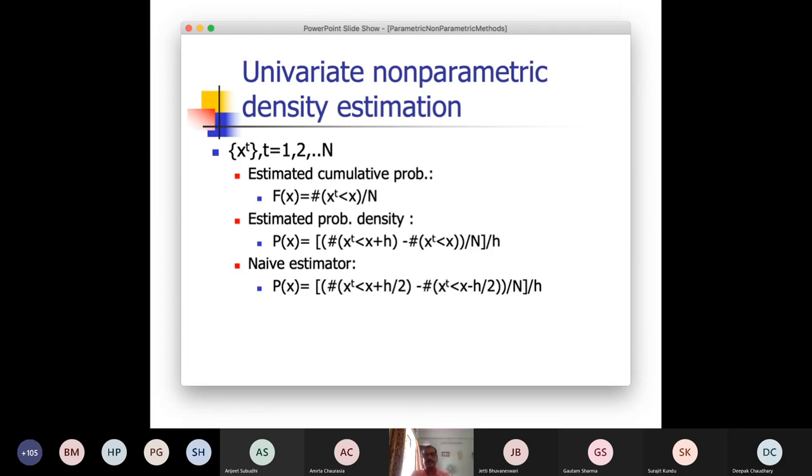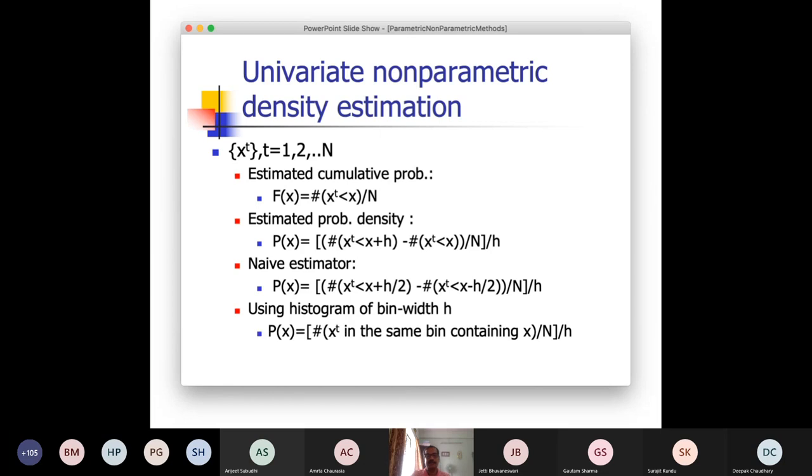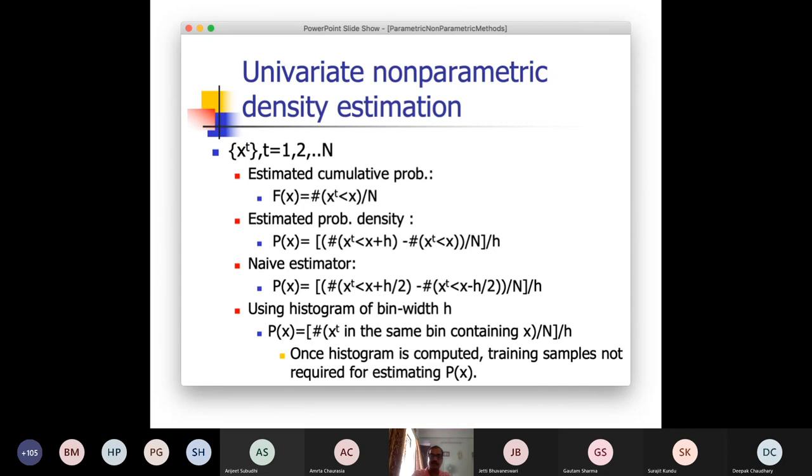So the naive estimator would be that you compute these density functions. You can use the histogram of bin width h, and instead of x plus h and x, you center around x and consider the interval from x minus h by 2 to x plus h by 2. You can use the histogram of bin width h in the same way. So once it is computed, you can see that your training samples are not required to estimate p(x).